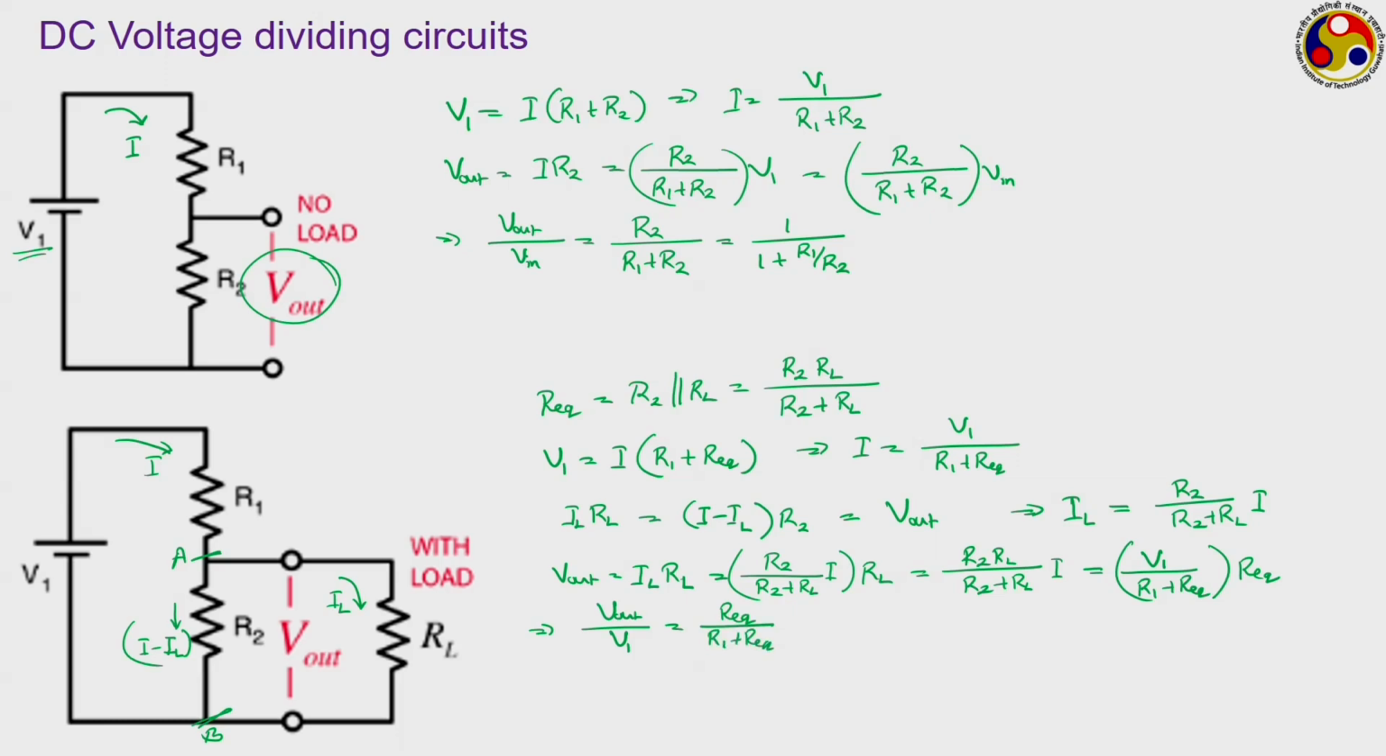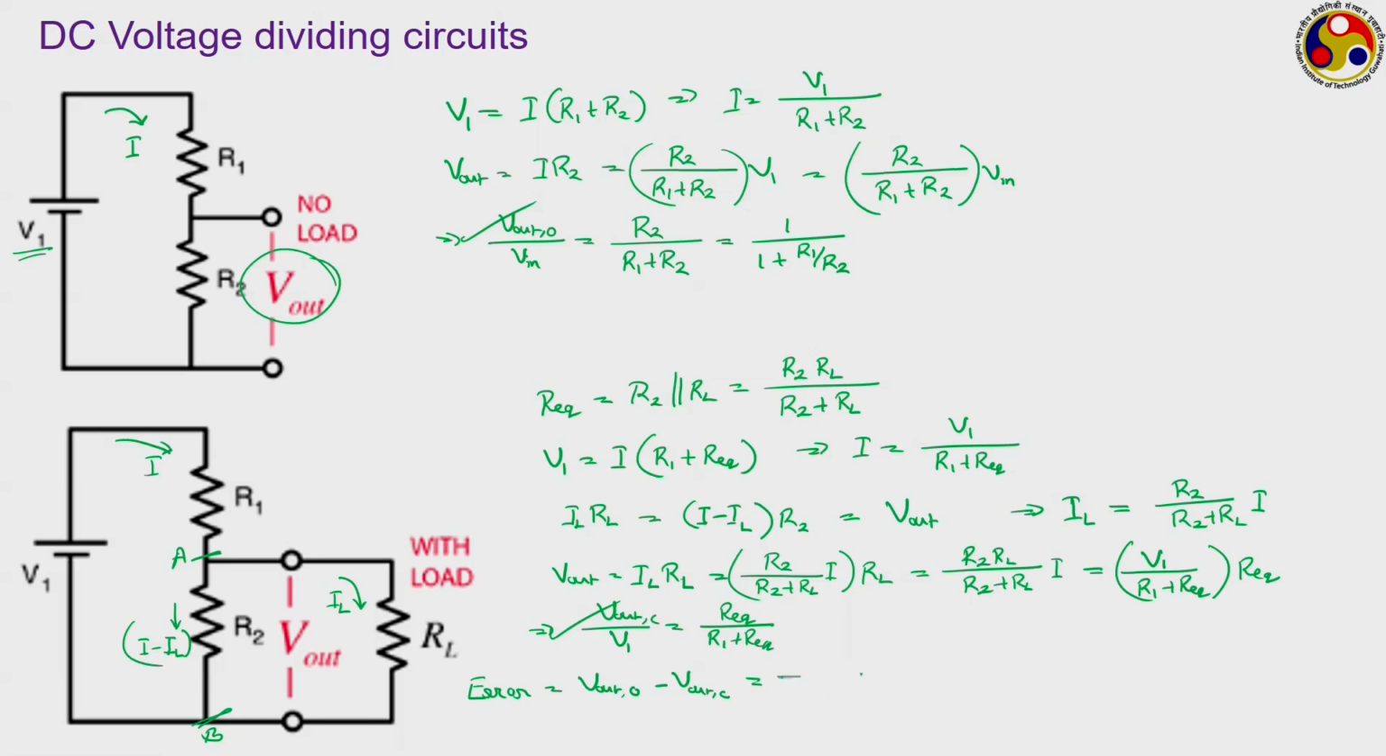Now, just to distinguish between these two expressions, let us call this V out O, that is for open circuit or no load condition, and this V out C for closed circuit condition. So, the error that gets introduced here should be equal to V out in case of open circuit minus V out in case of closed circuit, and we have to combine these two expressions that we have got here and put the expression for R equivalent.